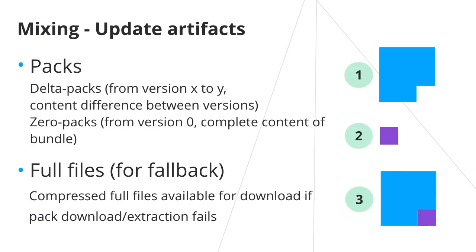Zero packs contain only the complete set of full files needed to install that bundle fresh on the client system. Full files are always available for swupd to download if it is unable to use a pack for whatever reason, such as pack download or extraction failure.